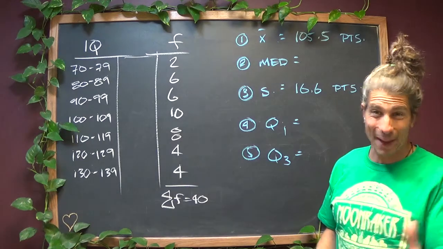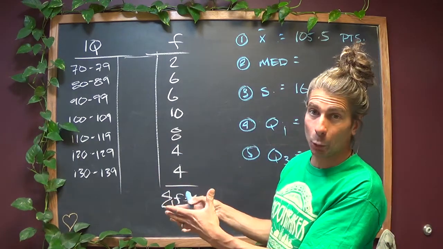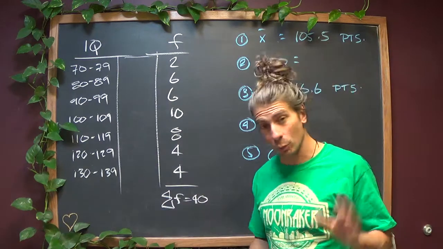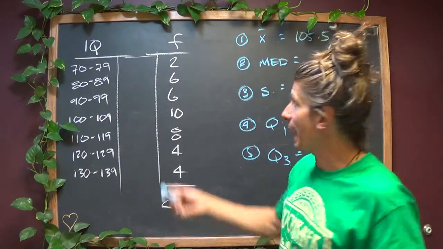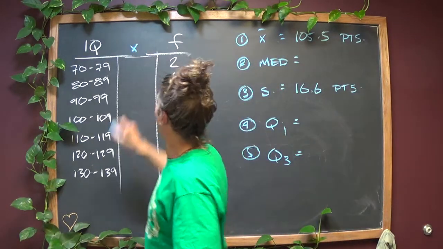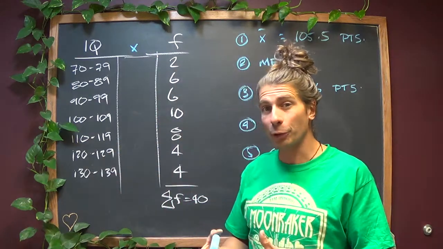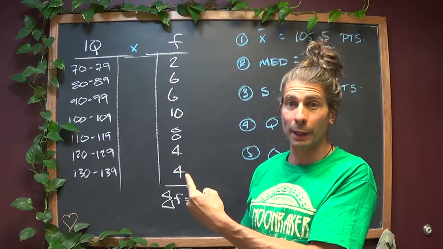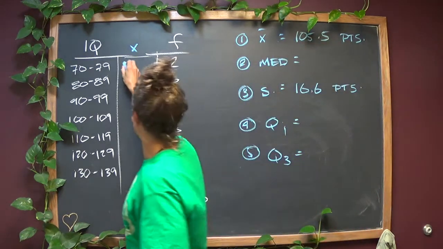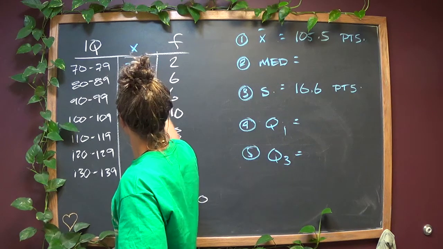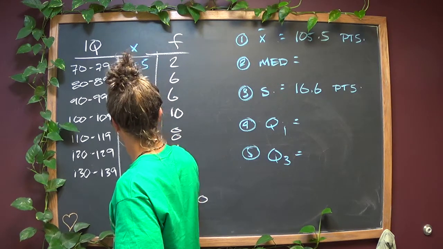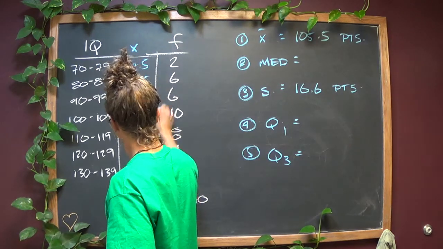But remember, if you have grouped data like this, in order to actually get it into technology, whether you're using your TI or Excel or anything else, you have to go with a class mark. So you're going to have to pull the middle value between those two. So between 70 and 79 is going to be 74.5. This is going to be 84.5, 94.5. We've had this discussion a number of times, and you know what's up.